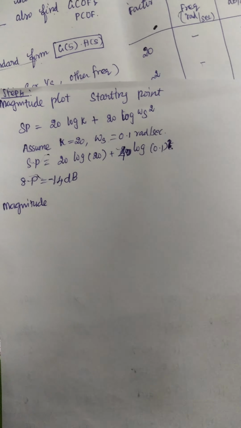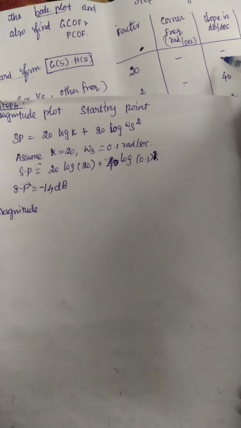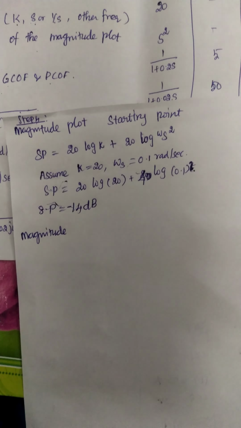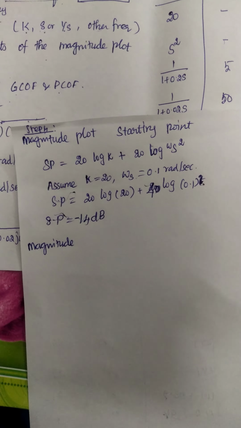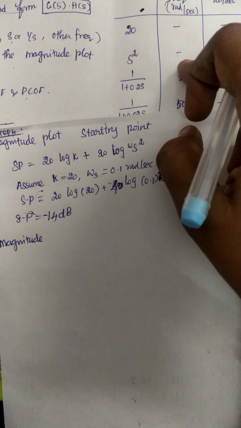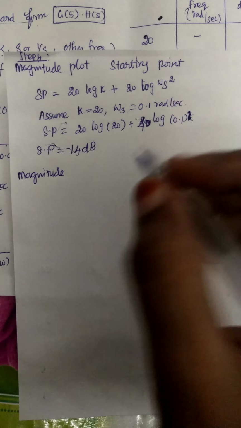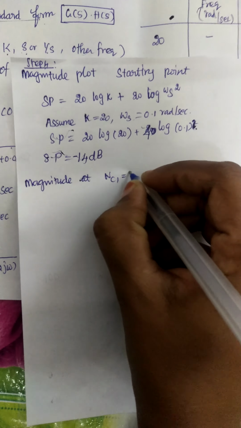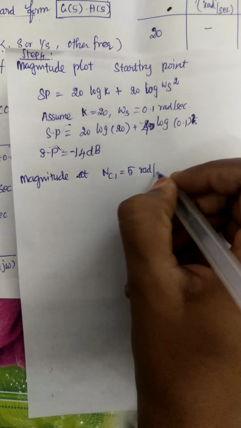In this next step, we are going to find this. First of all, we are taking the starting point. Okay. In the next step, we are going to take our next value at omega c1, 5 radians per second. So what's the magnitude at omega c1, 5 radians per second?